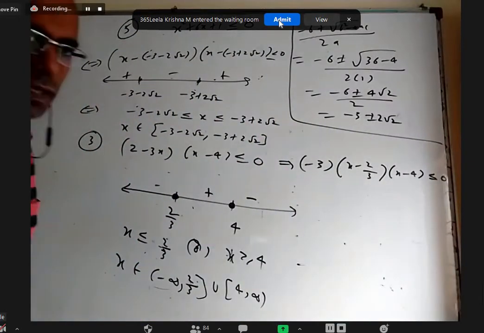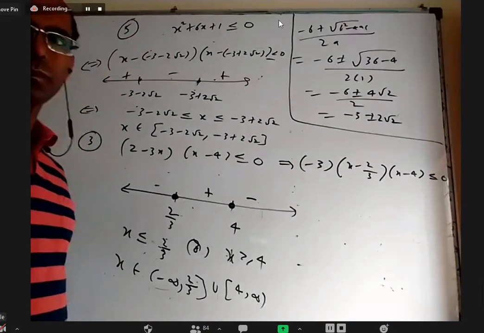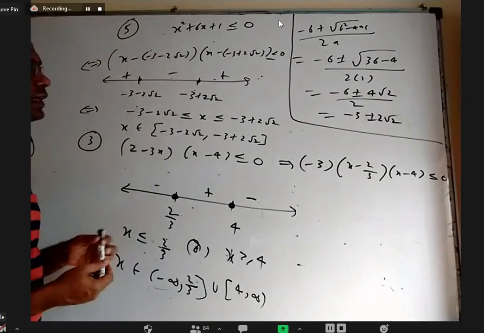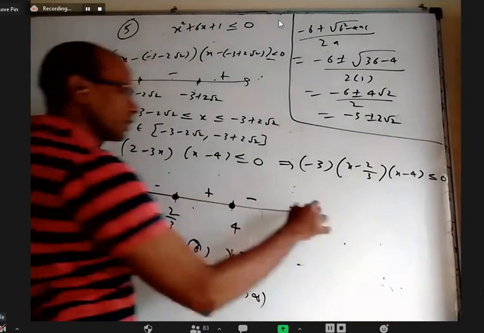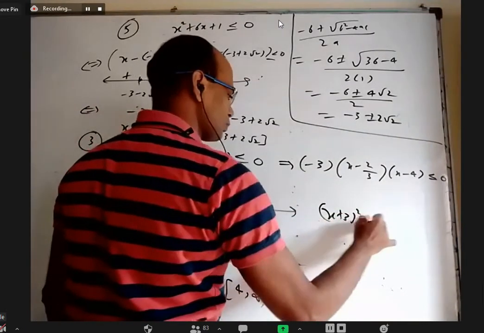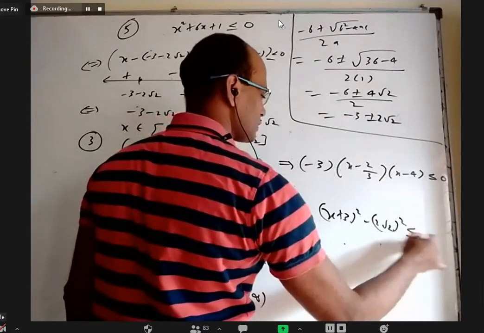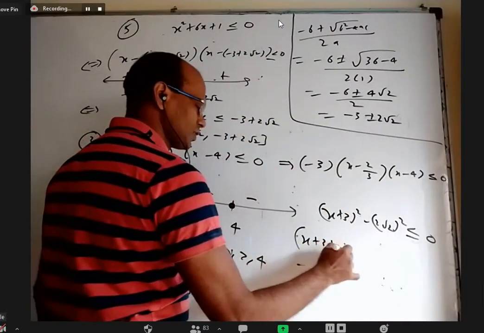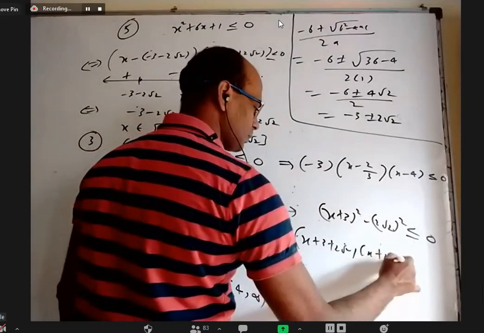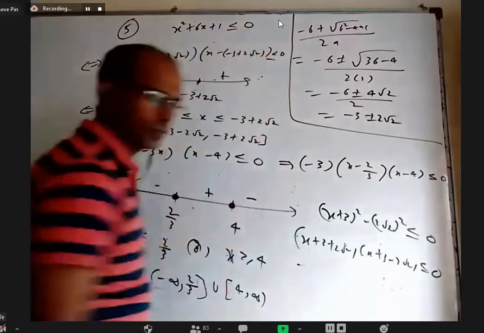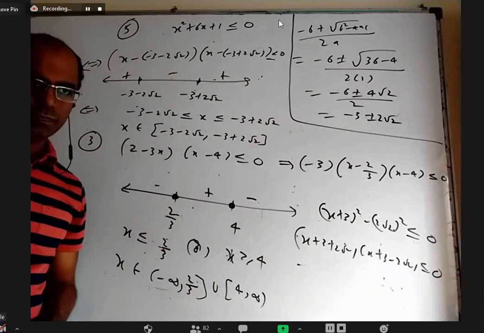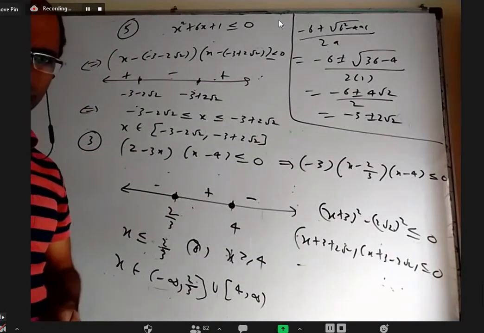Yeah, what you are saying, I'll agree in this way that if somebody is not able to find the roots like this, they can write like a perfect square here and write x plus 3 whole square minus 2 root 2 whole square less than or equal to 0. A square minus b square is a plus b into a minus b. x plus 3 plus 2 root 2 into x plus 3 minus 2 root 2 less than or equal to 0. Then they can write it like this and then do the whole same. Is it okay? Yes, sir.